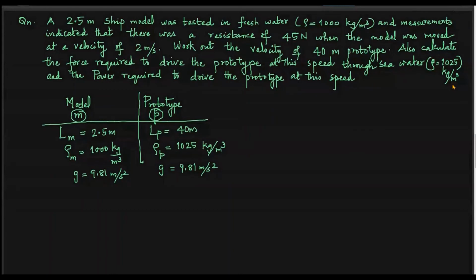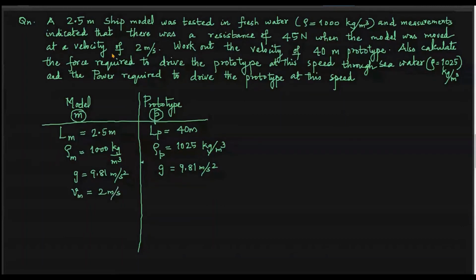And now we have some more information. There was a resistance of 45 Newton when the model was tested. The measurements indicated that there was a resistance of 45 Newton when the model of the ship was moved at a velocity of 2 meter per second. So VM is equal to 2 meter per second.